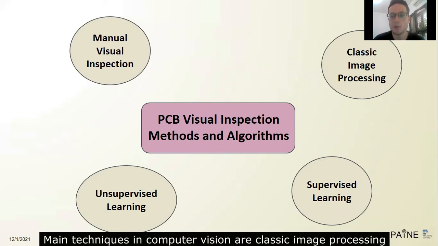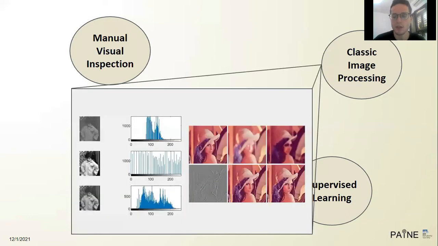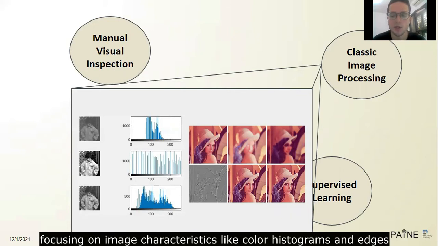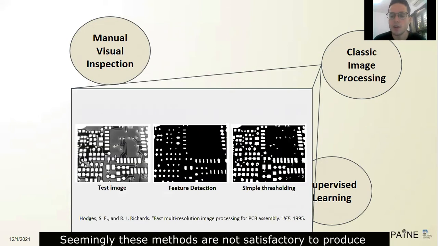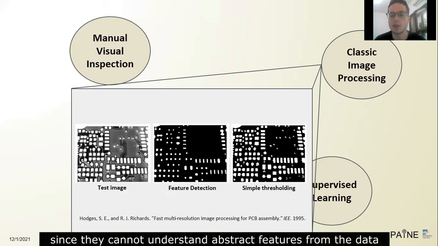Main techniques in computer vision are classic image processing, supervised learning, and unsupervised learning, but each has a unique disadvantage. Classic image processing involves analyzing and manipulating images, focusing on image characteristics like color histograms and edges. Seemingly, these methods are not satisfactory to produce a complete solution in complicated computer vision tasks, since they cannot understand abstract features from the data.